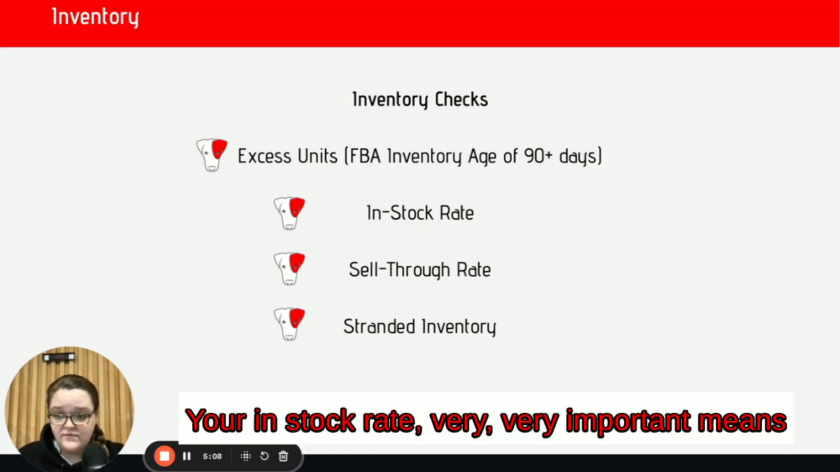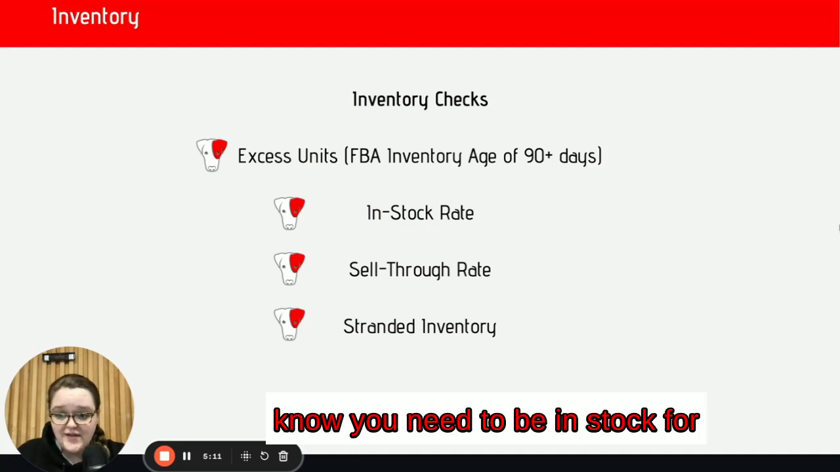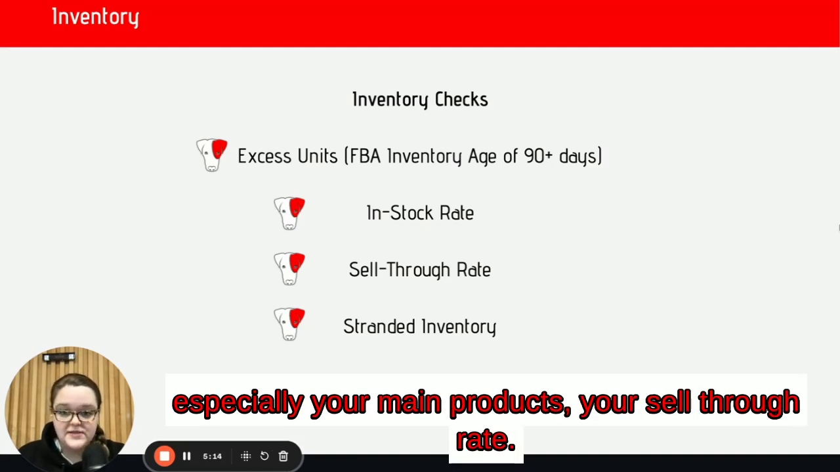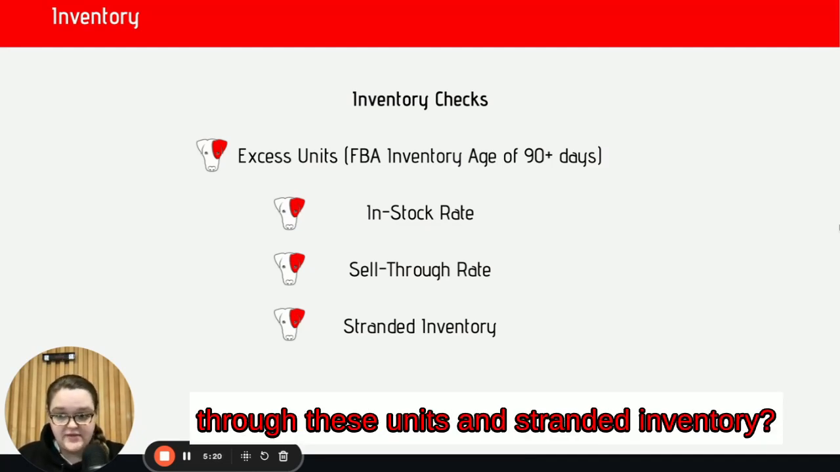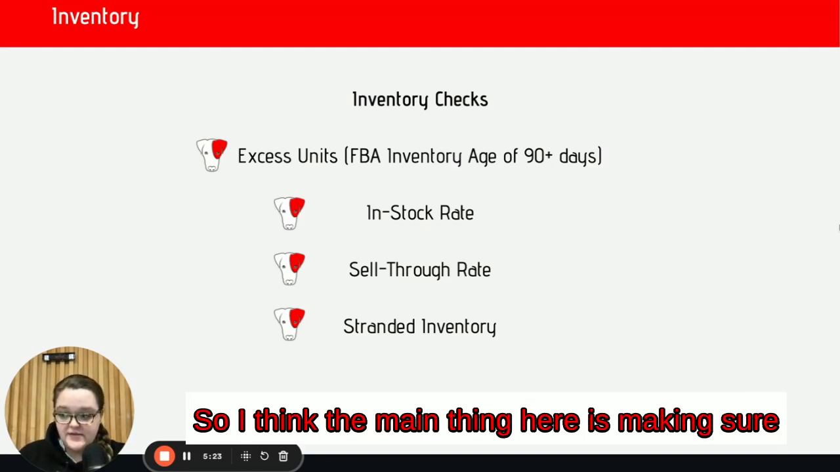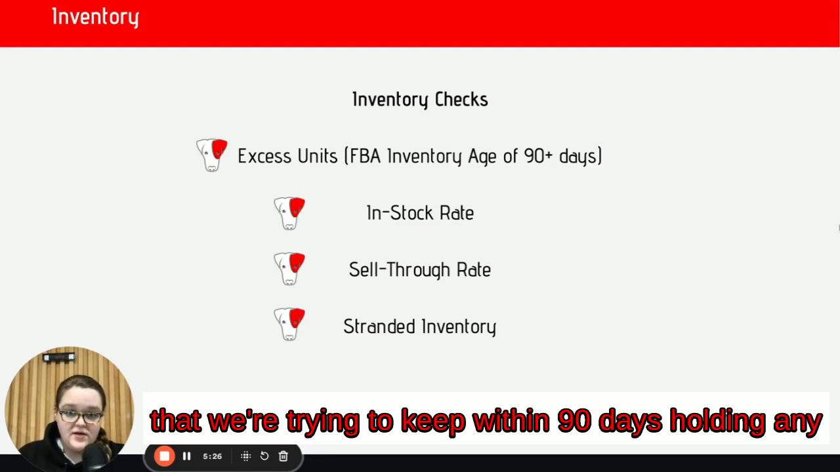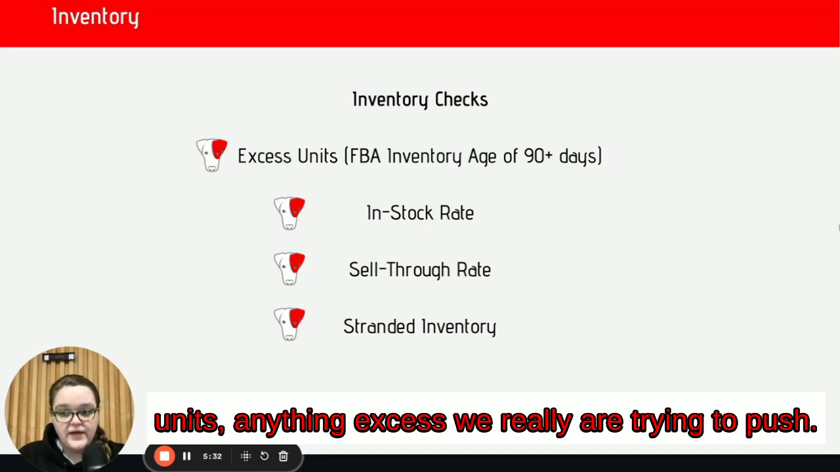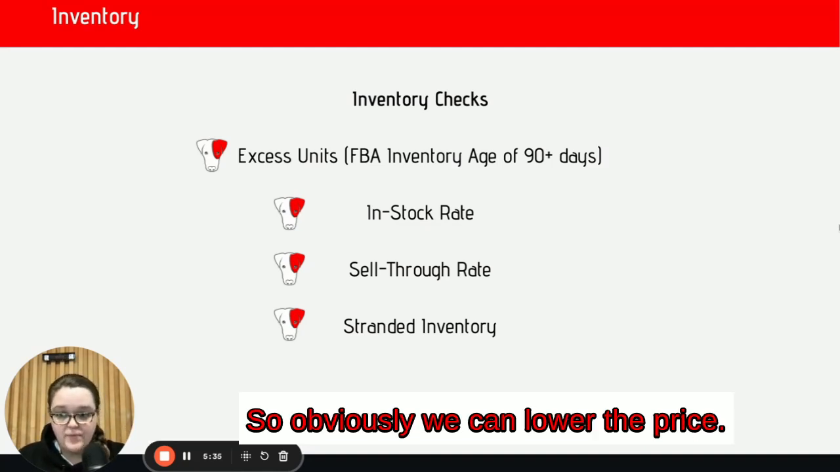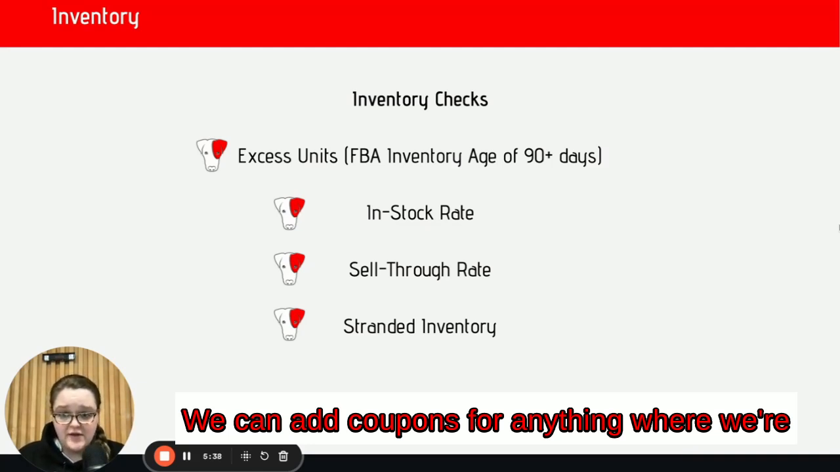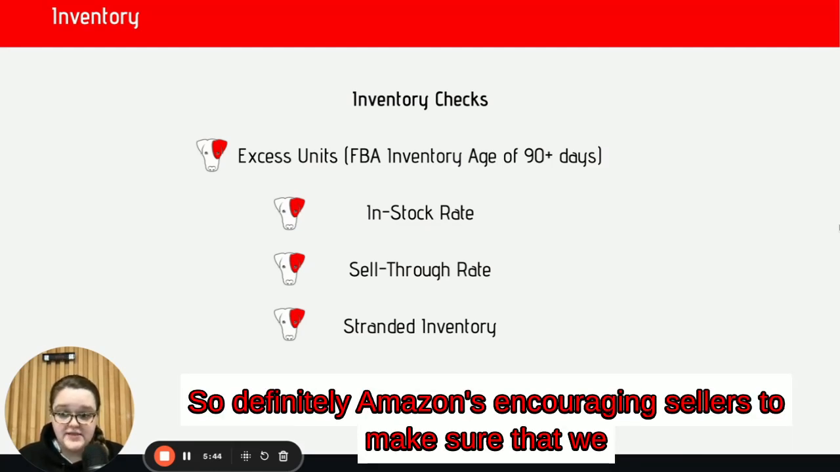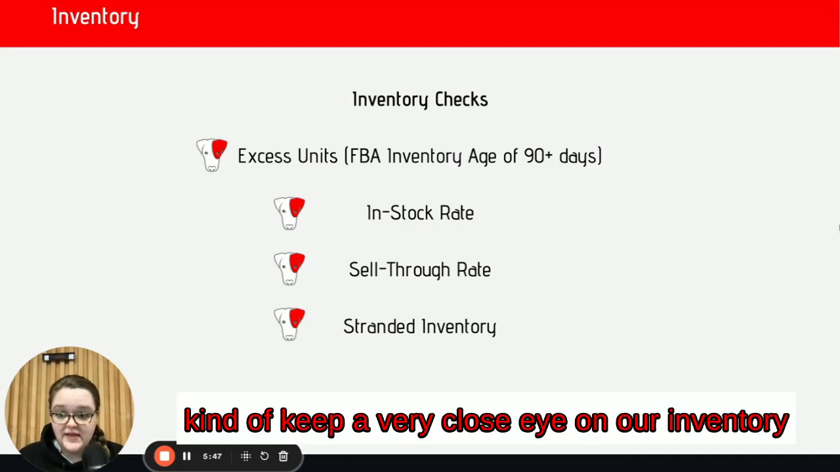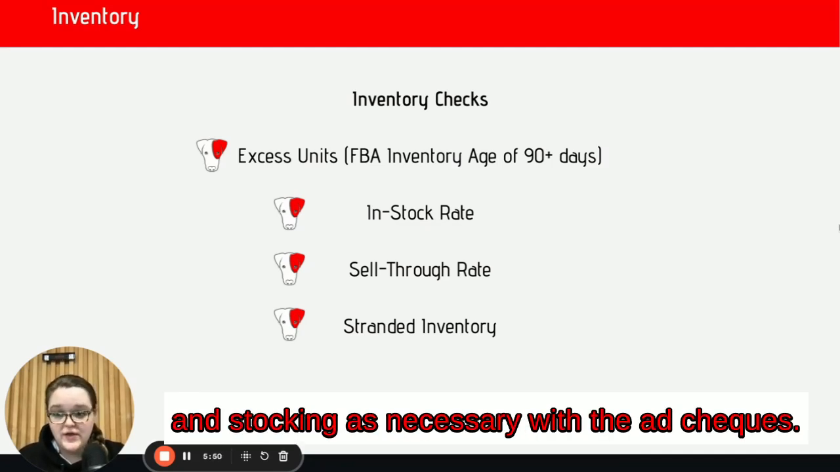Your in-stock rate is very, very important, which means that you need to be in stock, especially for your main products. Then your sell-through rate, so how quickly you're actually selling through these units, and stranded inventory. I think the main thing here is making sure that we're trying to keep within 90 days holding any units. Anything excess, we really are trying to push. So obviously we can lower the price, we can add coupons for anything where we're going to start incurring long-term storage fees. It's just not worth it. Amazon's encouraging sellers to keep a very, very close eye on our inventory and stock as necessary.